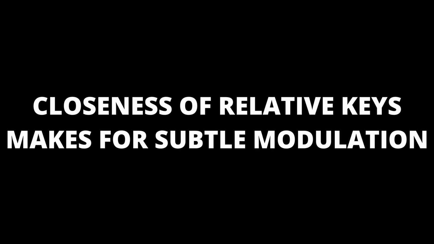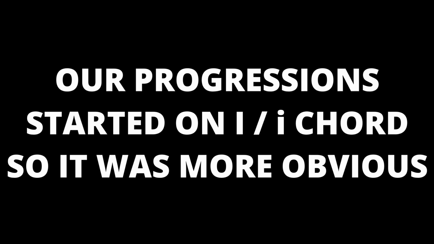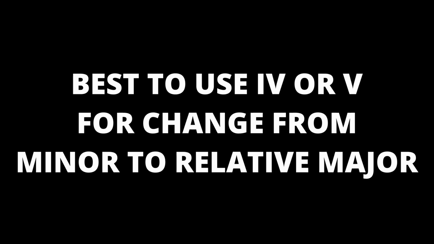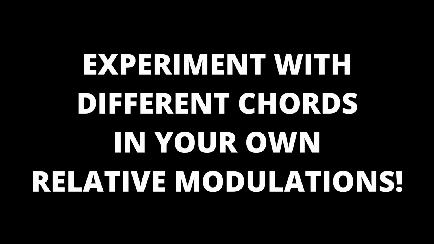The impact of modulating may be more subtle with relative keys because of their closeness. Sometimes it doesn't sound like we have even changed key, but you can see that we have shifted our tonal centre. The big giveaway is our chord progressions start on the 1 chord, whatever key we are in, and this clearly changes. You can really use any chord to move to the relative minor, but the move from minor to major really relies on the 5 and 4 chords from the major key to create a strong cadence. Experiment with this yourself to discover how different chords affect the relative key change.